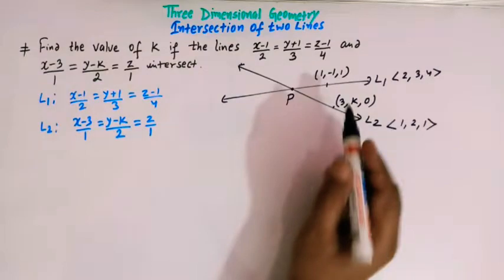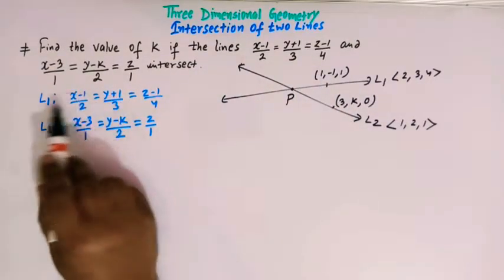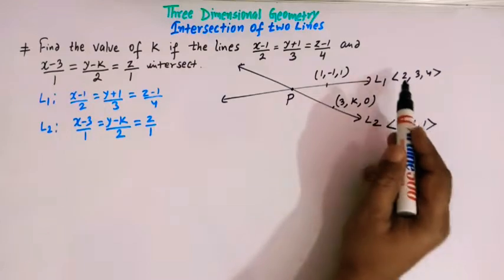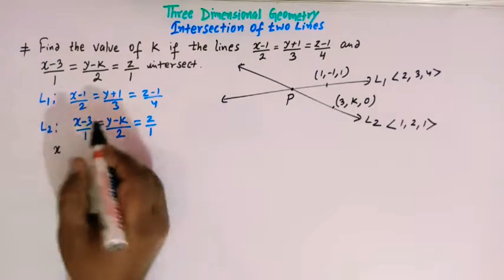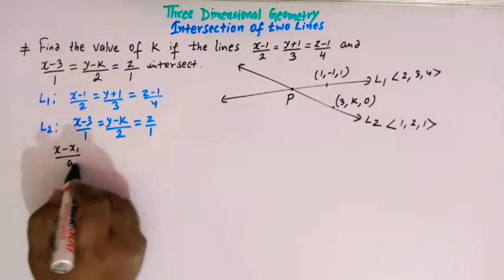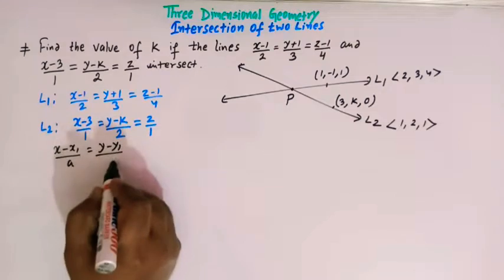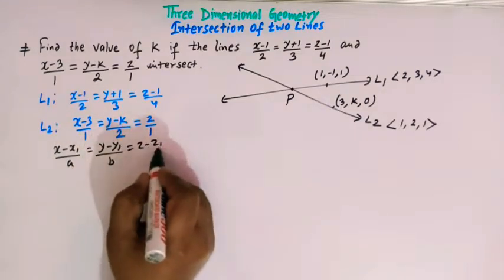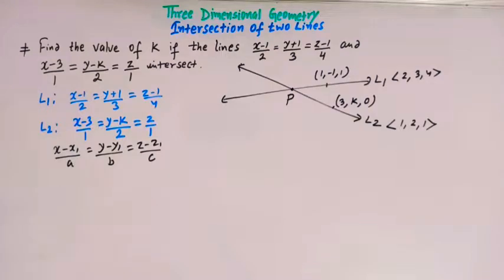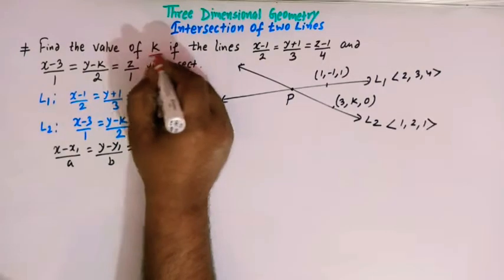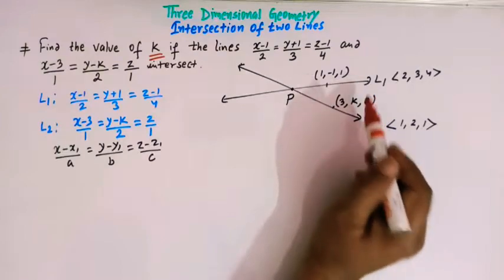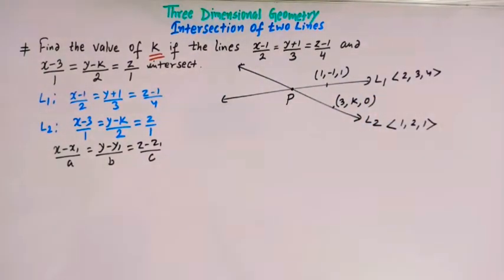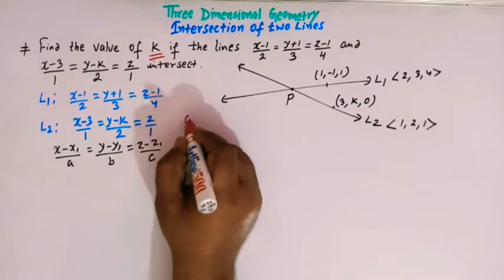So we have written the points through which the two lines pass and the direction ratios of the lines by comparing these two equations with the standard form, that is (x - x1)/a = (y - y1)/b = (z - z1)/c. Now we have to find the value of k for which these two lines L1 and L2 intersect. So what we will do, we'll find the coordinates of the general point.